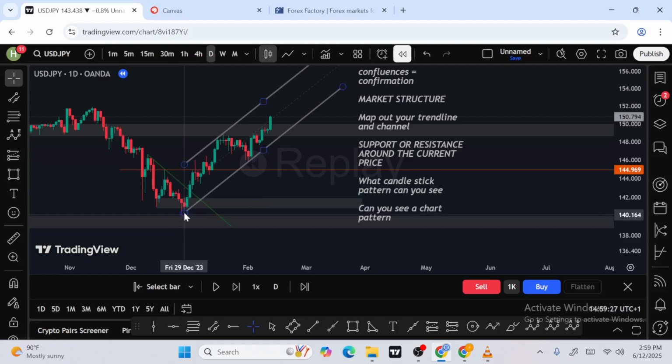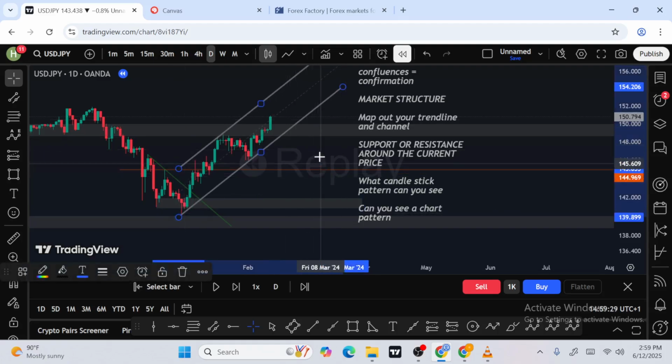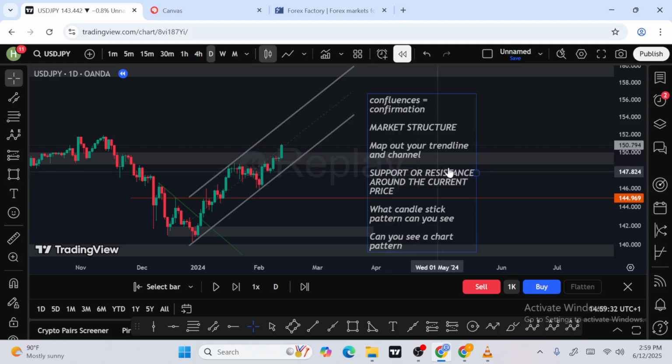Now, after we've mapped out our trend line and channel, the next one is support or resistance around the current price. This is the current price. Now, this zone is acting as a what? But look, I said the current price. Where is the current price? This is the current price. So this zone is seen as a what? But I understand what you are saying, because now you are seeing this one as a what? Are you getting it now? Don't forget, there's a minor zone supposed to be in between these two major zones.